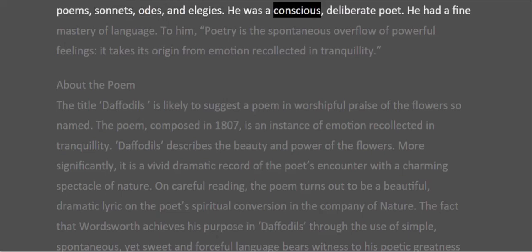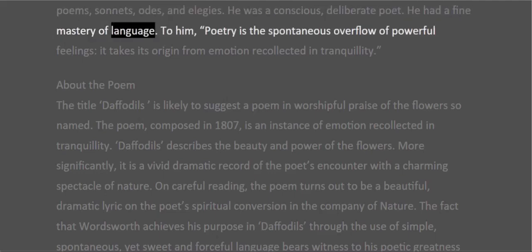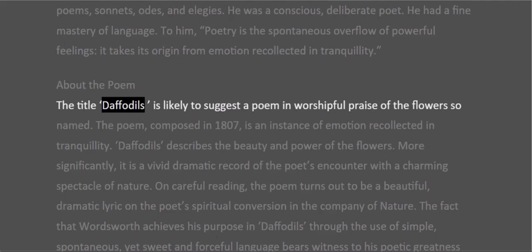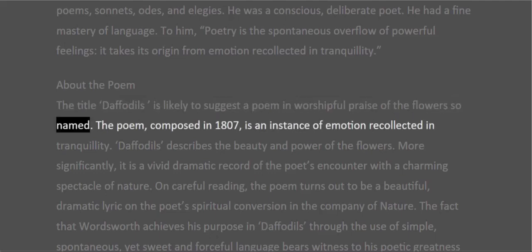He was a conscious, deliberate poet. He had a fine mastery of language. To him, poetry is the spontaneous overflow of powerful feelings. It takes its origin from emotion recollected in tranquility. About the poem: the title, Daffodils, is likely to suggest a poem in worshipful praise of the flowers so named.